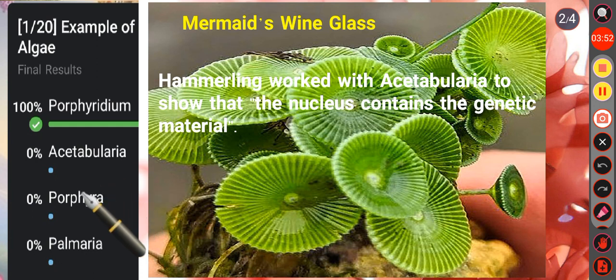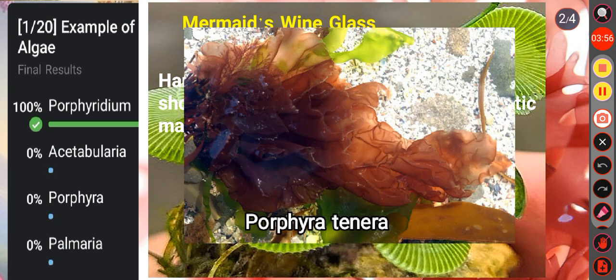Then in the third option, that is Porphyra. Porphyra is a genus of cold water seaweeds. It is a red alga, but it is not unicellular. Remember, it is a multicellular form. Okay, and due to the presence of proteins, saccharides, polyunsaturated fatty acids, vitamins and minerals, it is edible.